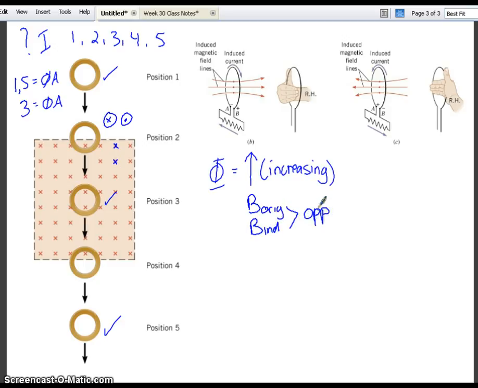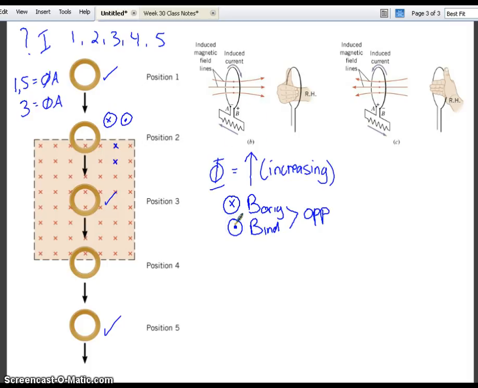Okay, so the original flux in this situation is going into the page. That means the induced flux due to position 2 is going to be out of the page because it's going to try to keep it the same.